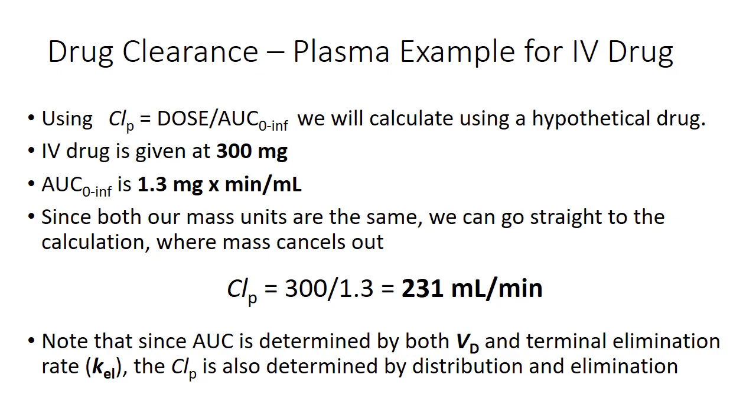For example, if a drug had extremely slow elimination but extremely high distribution, like that chloroquine example, a huge volume, like 13,000 liters, that would still have a really high clearance, even though it's not getting out of the body fast. If we're talking about the plasma clearance, it's leaving the plasma very quickly. So that's why it's going to have a very high clearance.